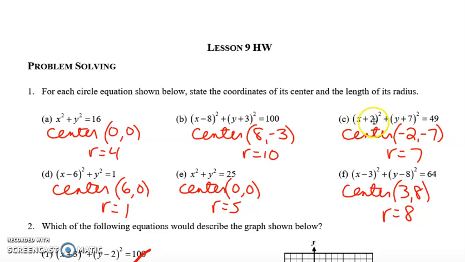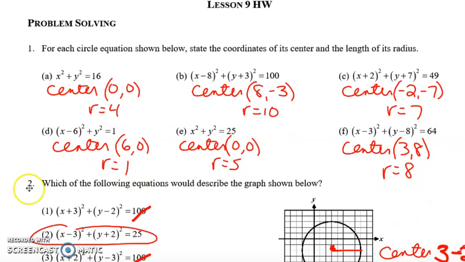Center here is negative 2, negative 7 because I'm changing the signs. And the radius is the square root of 49, which is 7. In D down here, my center is positive 6. There is no number here, so it's 0. So that's my center, positive 6, 0. And then the square root of 1 just stays 1, so that's my radius.